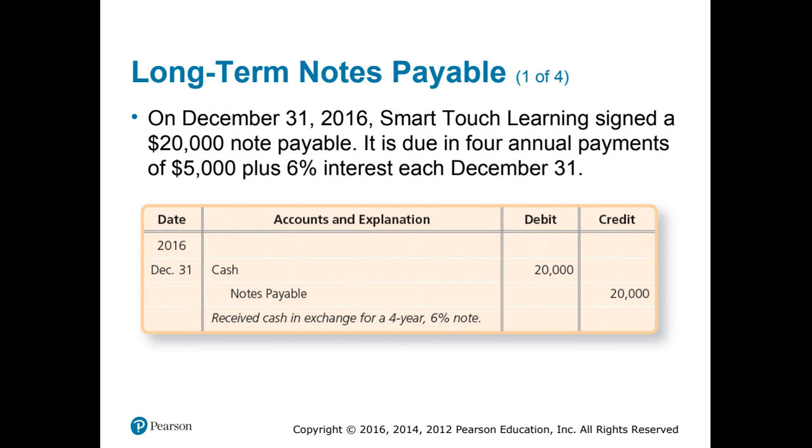You don't want it to be a paragraph, but being able to put some detail in there can really help. And in this example, we see they put the time period, 4 years, and the percentage, 6%. If they had put received cash in exchange for a note, it's missing some information, and that leaves room for questions and people having to come back. So you want to try to put some detail in there if you can.